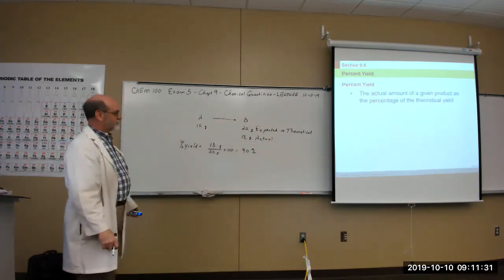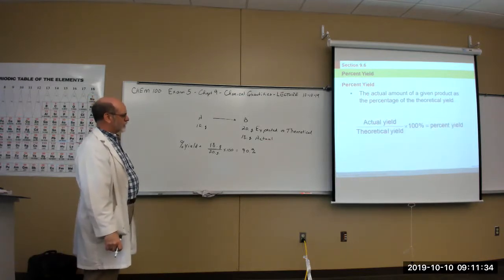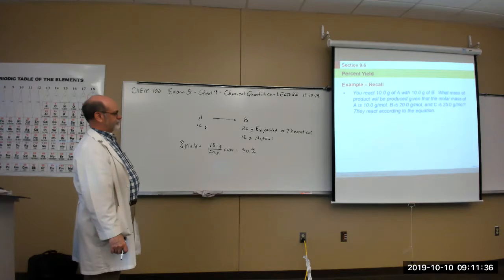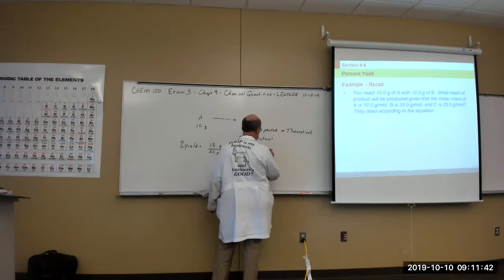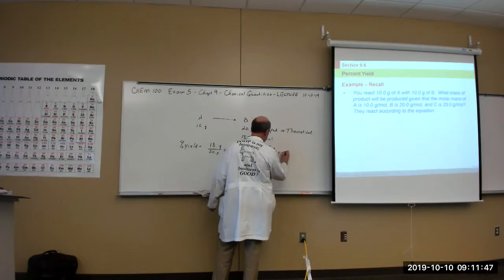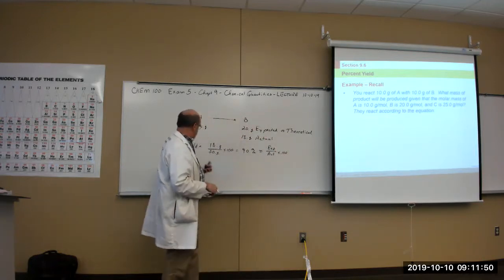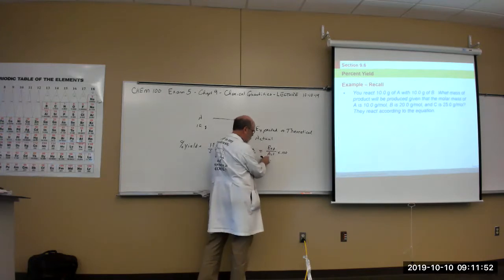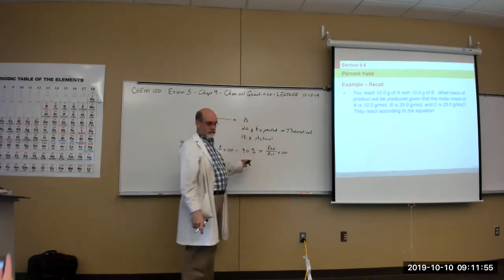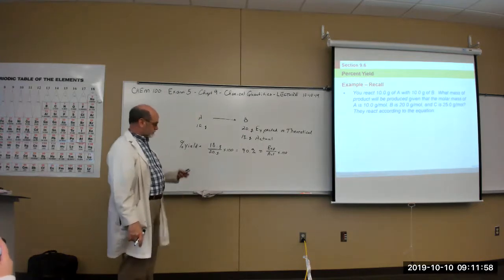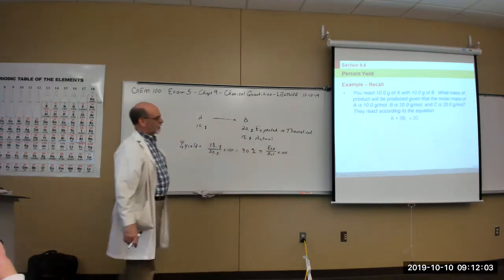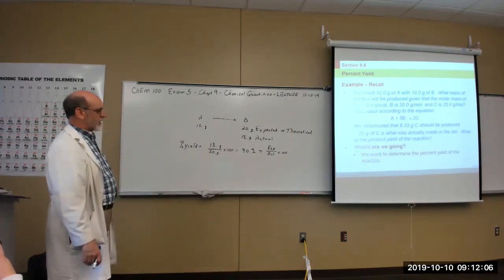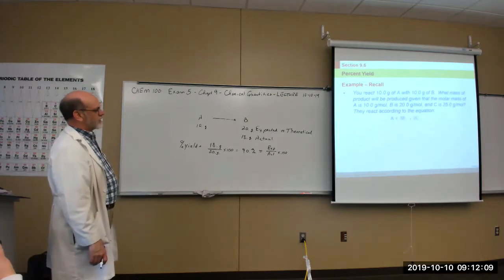Okay? It's a really simple concept. Now, like any formula, percent yield is equal to actual divided by theoretical times 100. You've got a value here, a value here, and a value here. If you know two of them, you can find the other one, just like any equation. So you're not stuck with going only one direction.